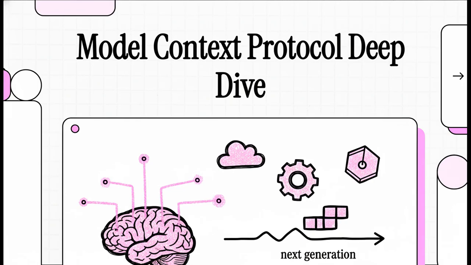All right, today we're going to dive deep into a protocol that honestly is quietly changing the game for how AI applications get built. It's called the Model Context Protocol, or MCP. And whether you're a developer deep in the trenches or just fascinated by where AI is going, you're going to want to understand this. It's truly foundational for what's coming next.